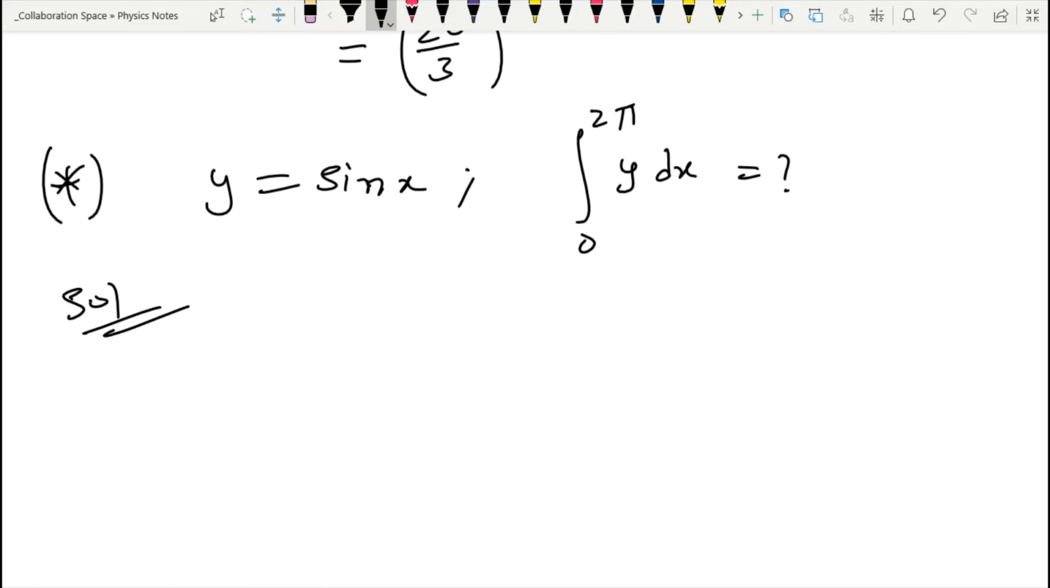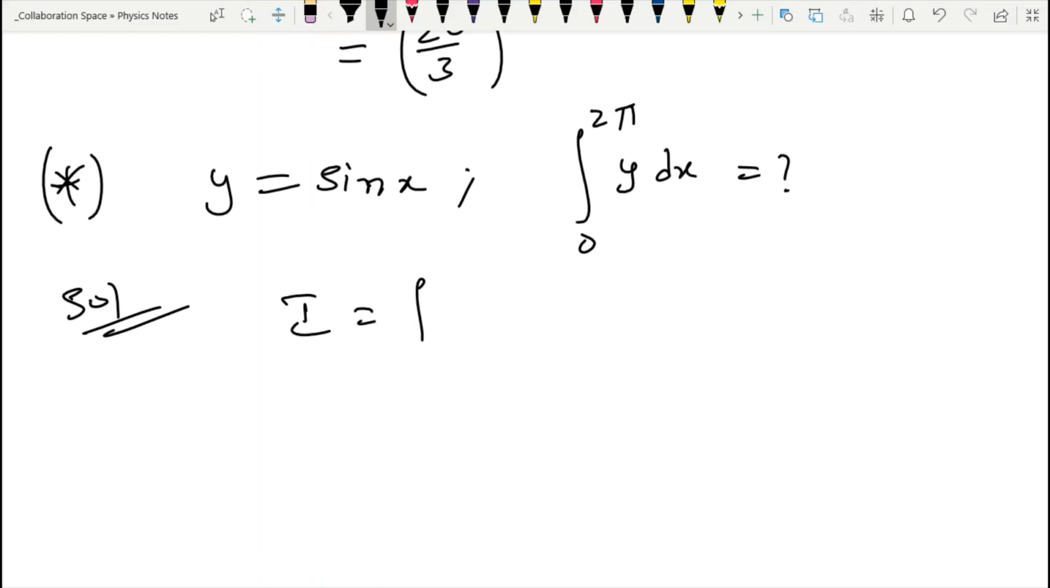Sir, minus cos 2 pi. No. What is the answer for this problem? Sir, is it minus sin 2 pi, sir? No. Minus 2, sir? No. The answer is 0.